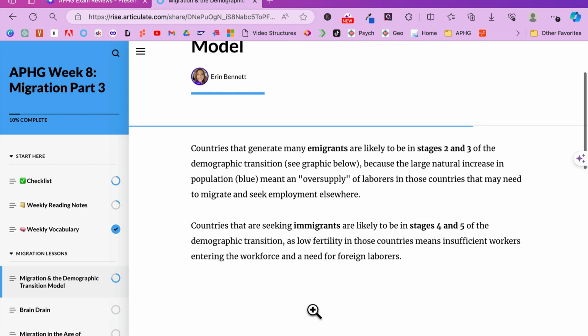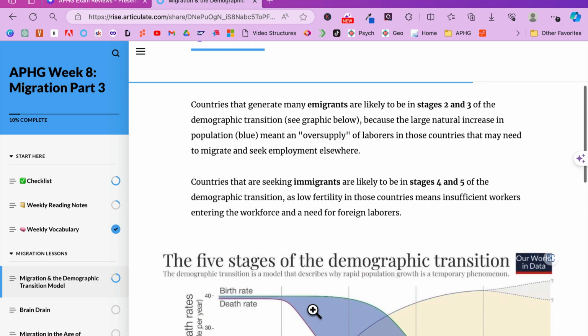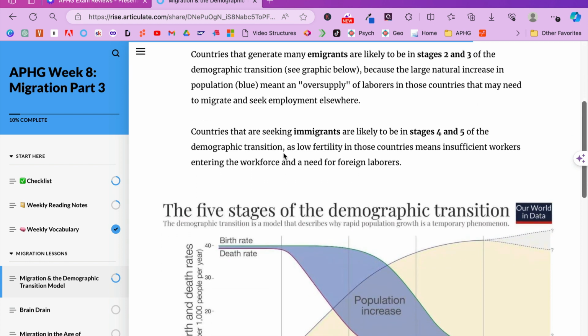And then just one other thing to touch on, kind of how it relates to the stages of the demographic transition model. So just these two top paragraphs here I want you to look at. The countries that generate many immigrants are likely to be in stages 2 or 3 of demographic transition. So that means that in the less economically developed countries, 2 and 3, more people are leaving.